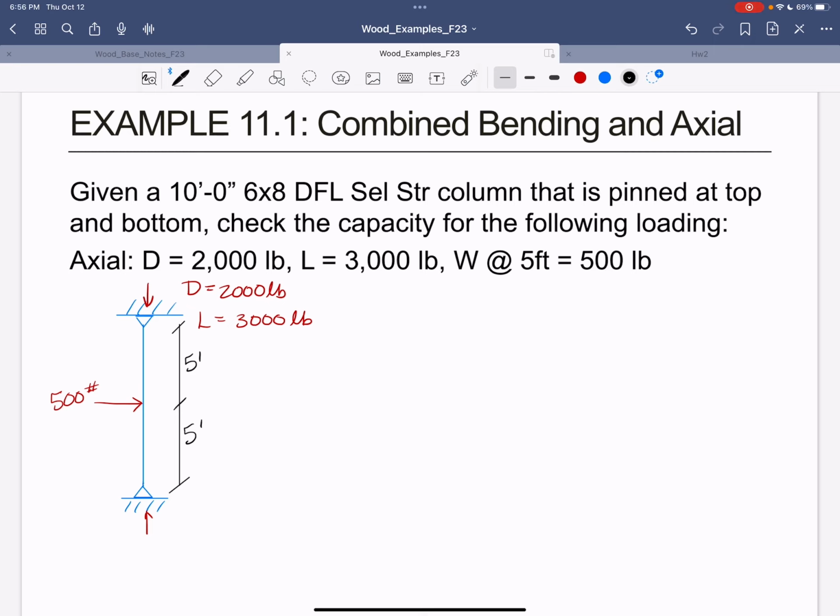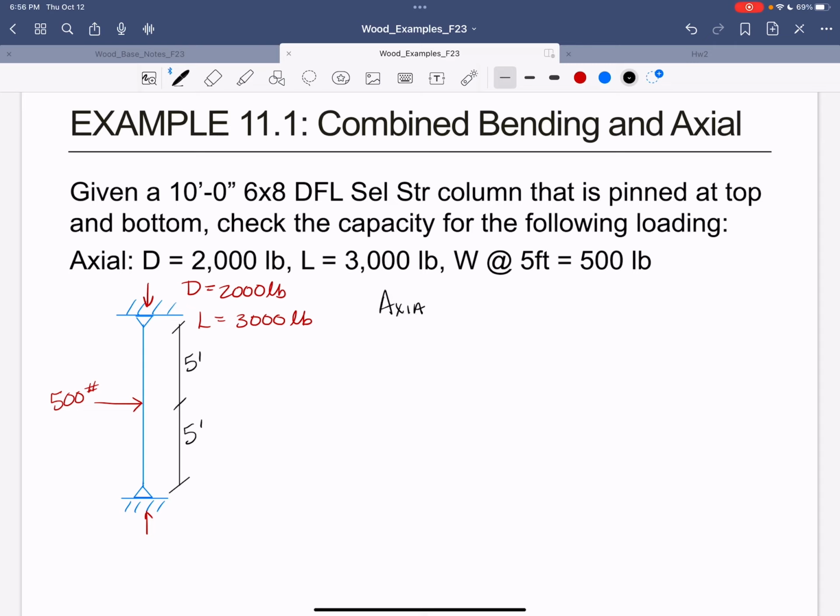And then there is an axial load of 2,000 pounds dead load and 3,000 pounds live load. So let's take a look. We talked a little bit about load combinations, because once we get into the lateral loads, we start getting away from just adding the loads directly. So let's start out with axial.